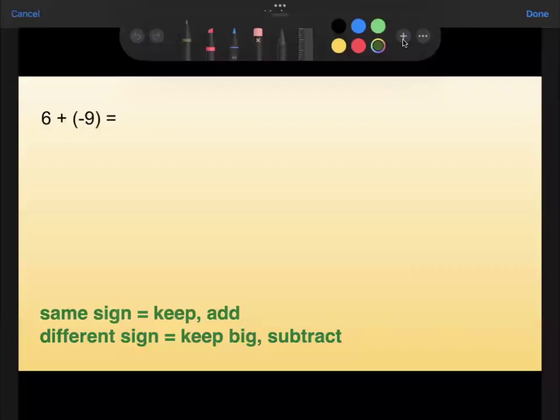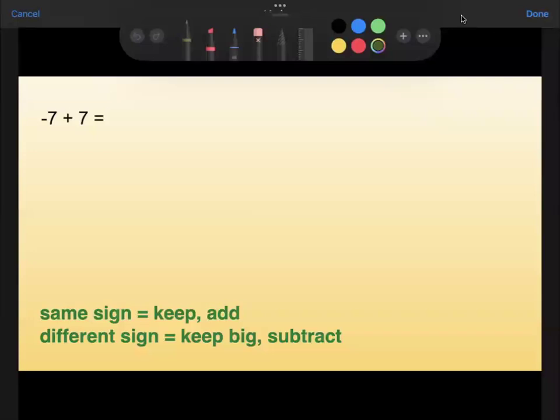Okay, here is our next one. We're going to take 6 and add -9. Again, we have different signs, so we're going to use the different sign rules. That means we're going to keep the sign of the bigger number and then subtract the numbers. Between the numbers 6 and 9, 9 is the bigger number, and in this case, 9 is negative. So we know that our answer is going to be negative. I'm going to put that there. Now we have to subtract the numbers. That means we have to do 9 minus 6, which is 3. So I'm going to put that 3 in front of the negative, and my answer here would be -3.